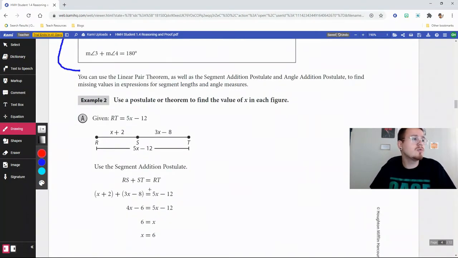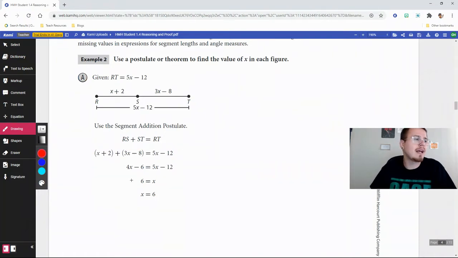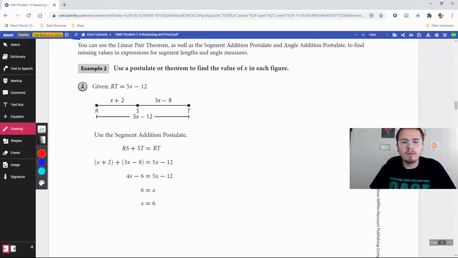So we can use the linear pairs and the other postulates we have, the segment addition, the angle addition, to find missing values. So the whole purpose of this, guys, is to do stuff with it. And hopefully I do a good job of setting you up to do that, because otherwise it's kind of just out there. So here we go. We have a couple things to look at. We have RT. And RT is a line segment. So this is RT, right? And what we're saying is that the line segment is equivalent to 5x minus 12, and that's noted.